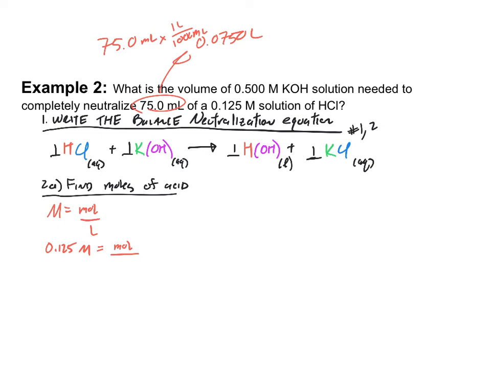Okay, so we get 0.0750 liters. So I'm going to take the 0.0750 times 0.125, and I get, in this case, the number of moles to be 0.009. We should have 3 sig figs here, so 0.00938 moles of HCl. And then step 2b is to convert moles of HCl, moles of acid, into moles of base.